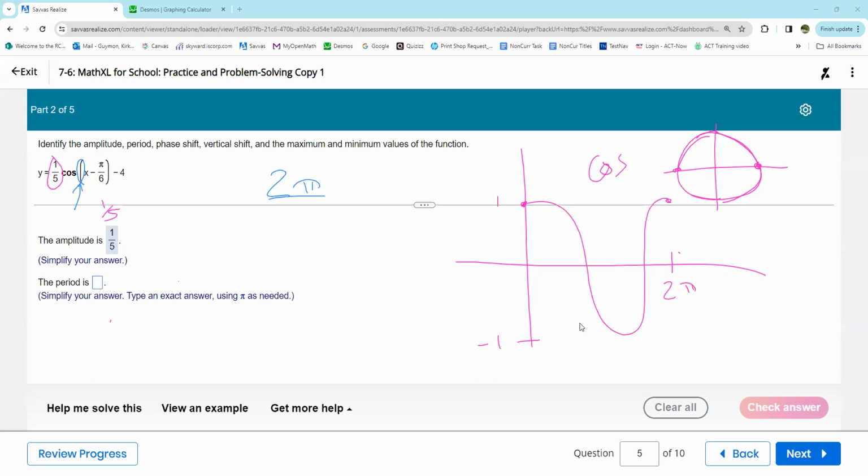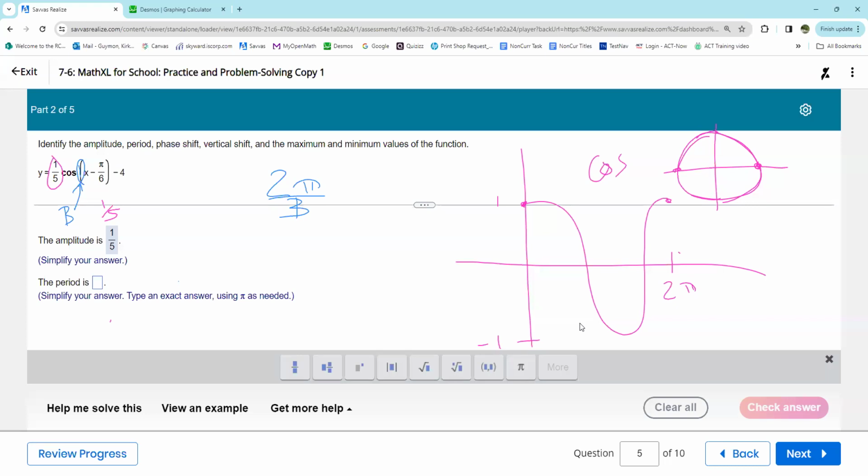So normally if you put something there, we label it as b. But we don't have one, so it's like 2 pi over 1, so just 2 pi for our period on this graph. I explained that a little bit just in case you have a b value when you're working on your problem. So 2 pi for the normal period.